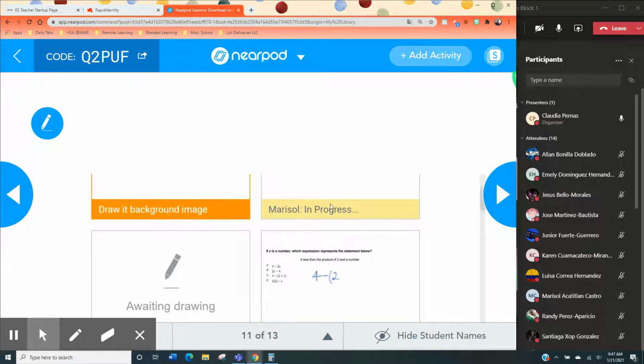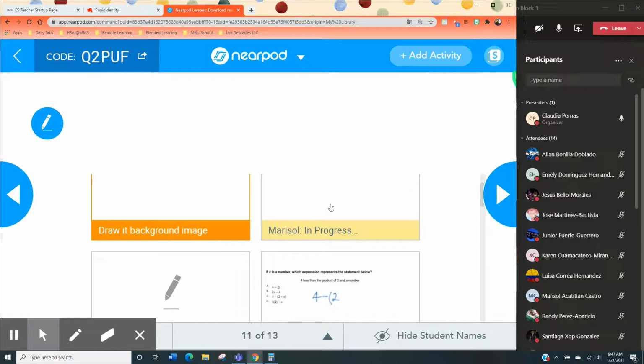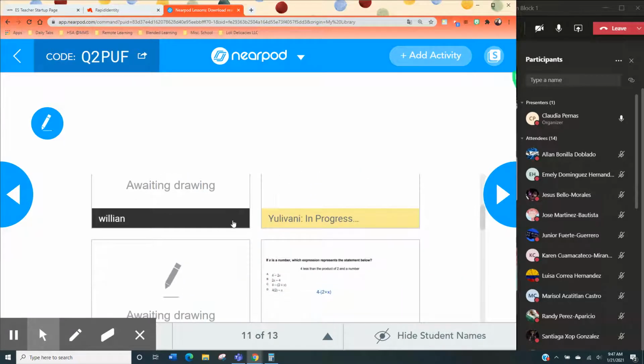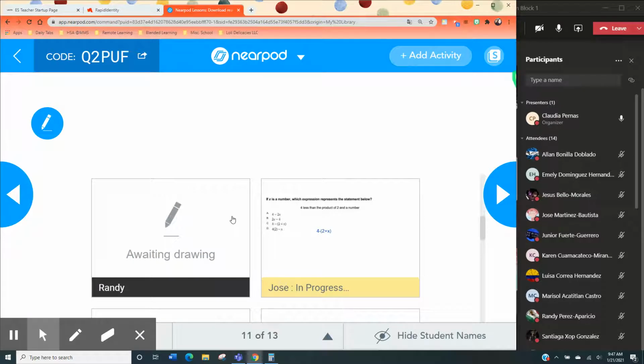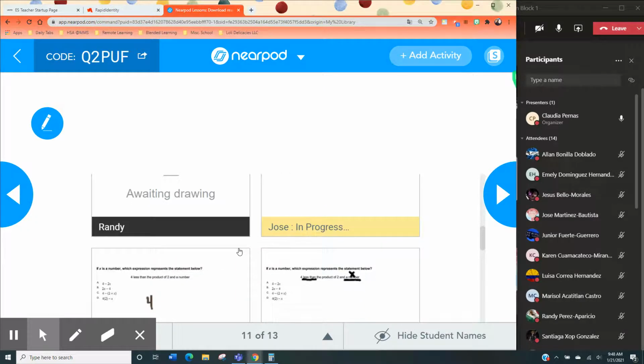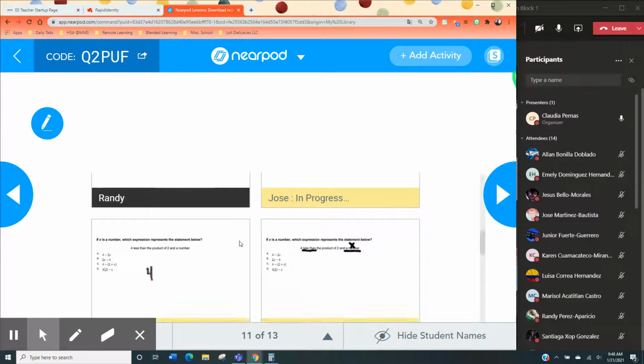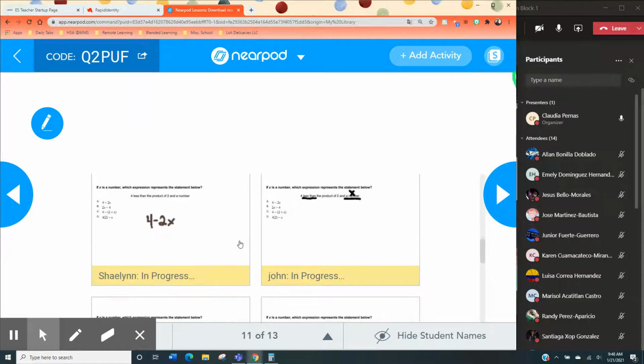Remember, is it asking you to take 4 away from 2x, or is it asking you to take 2x away from 4? Think about it slowly. Think about the word product. What does product mean? Does that mean the answer to an addition problem, or to a multiplication problem?